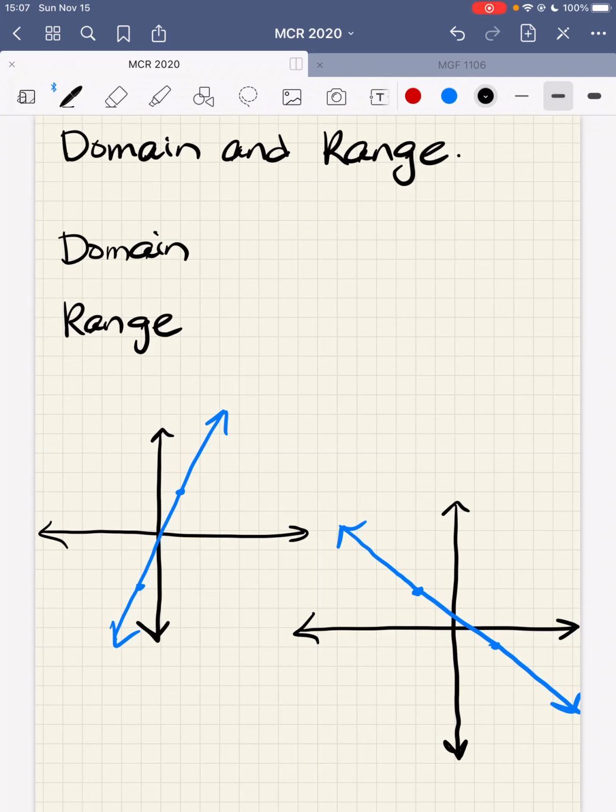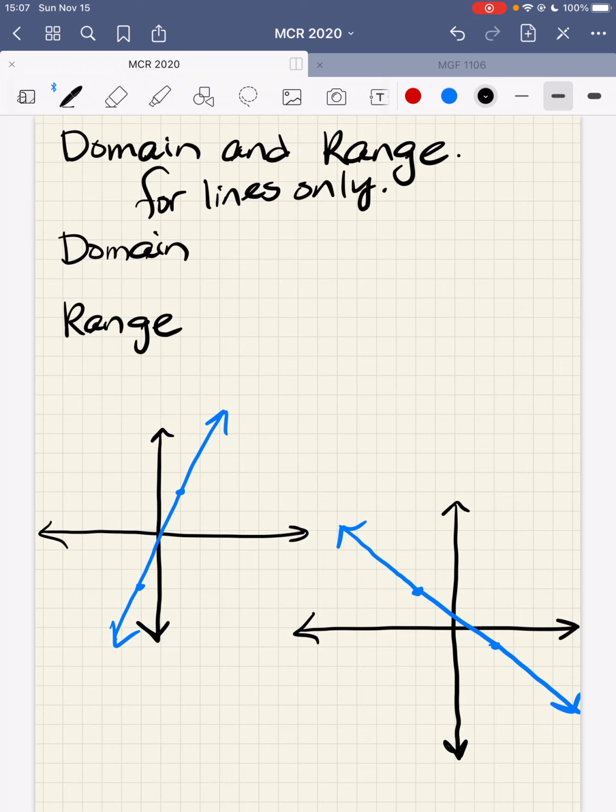All right, so welcome to this really short video of introduction of domain and range, okay? And we're only looking at domains for lines only. Okay, so we're not really dealing with any other shapes at this point in time.